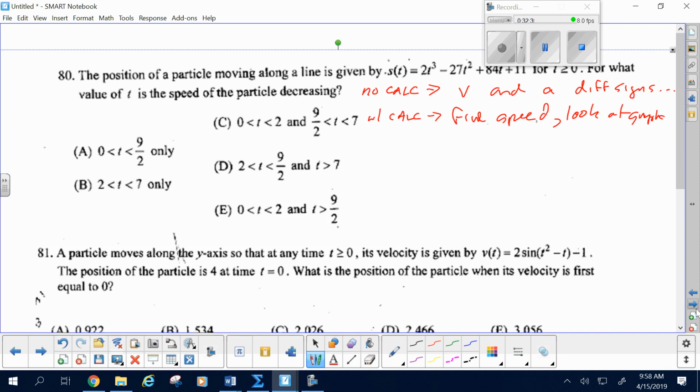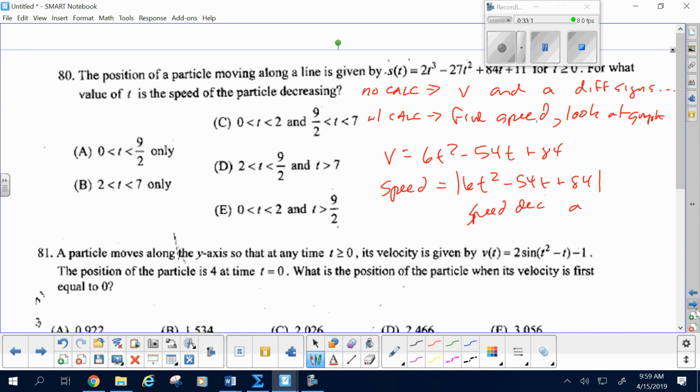So if the position is s of t, then what's the velocity? Quickly, let's go. Derivative of that, 6t squared minus 54t plus 84. What's the speed, therefore? If that's the velocity, what's the speed? Absolute value of that, yay? So I just graphed that in my calculator and found where speed was decreasing. And it was on those intervals, although you could have done it without a calculator. That's how I did it. Okay? Are we good?